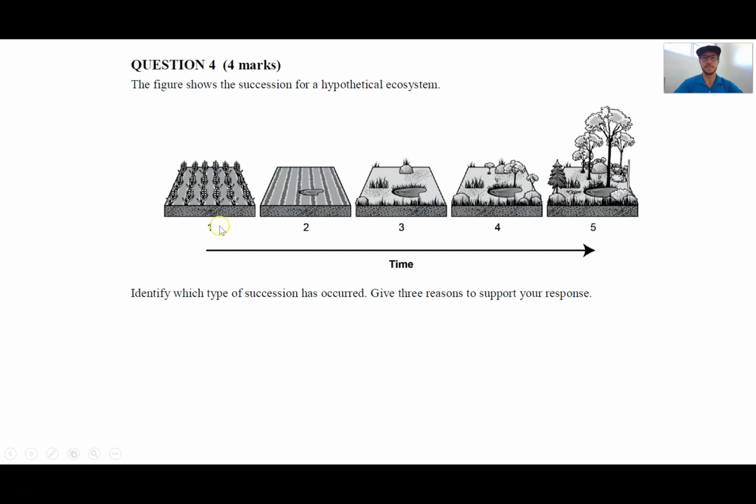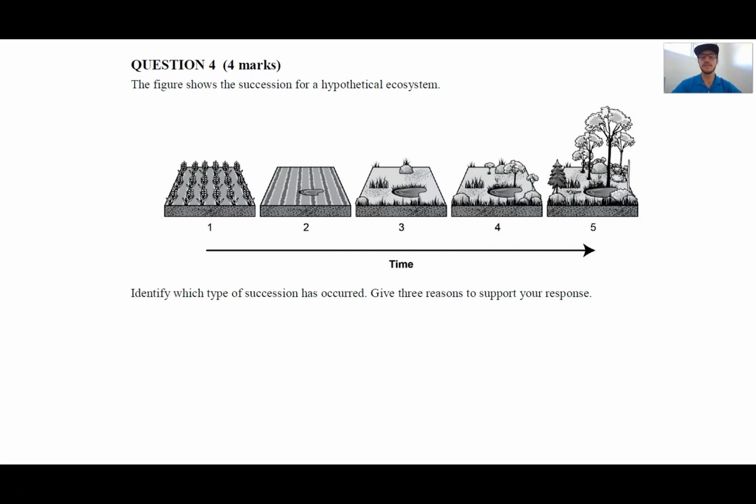So over time, we can see change. Identify which type of succession, we know the two, primary and secondary, has occurred, and give 3 reasons to support your response. So you can pause the video here and answer that one.